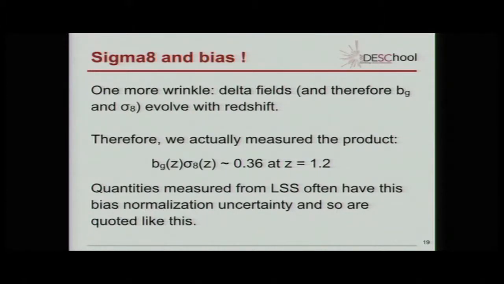So one more wrinkle is that these delta fields, and therefore the bias, that bias is not really a constant, and sigma 8 is not really a constant. They both evolve with redshift. So when you're measuring something, you need to specify what the redshift is. What we actually measured here is the bias of our analysis at redshift 1.2 times sigma 8 at 1.2. So we did measure sigma 8, but multiplied by this unknown bias. You'll often see in large-scale structure analyses this bias normalization. So you end up measuring something multiplied by an unknown bias.